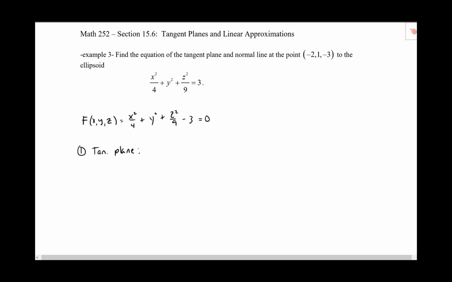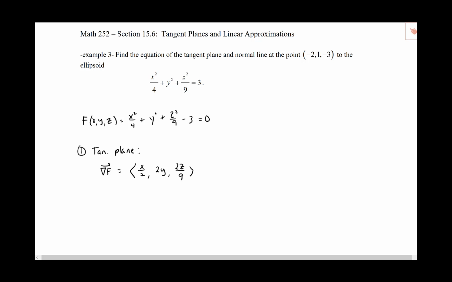To find the equation of the tangent plane, we first need the components of the gradient, because we're going to need our partial of f with respect to x, partial of f with respect to y, and partial of f with respect to z. Fortunately, with this equation, those are pretty easy to find. So our gradient of f is given by the vector x over 2, 2y, and 2z over 9.